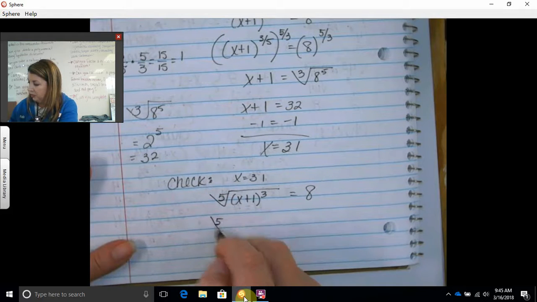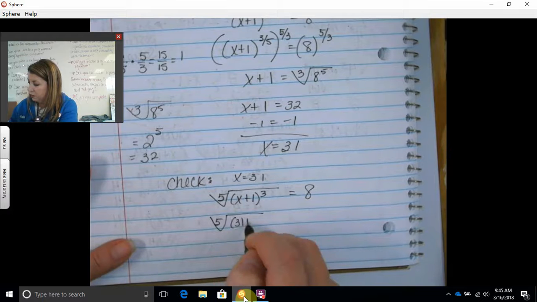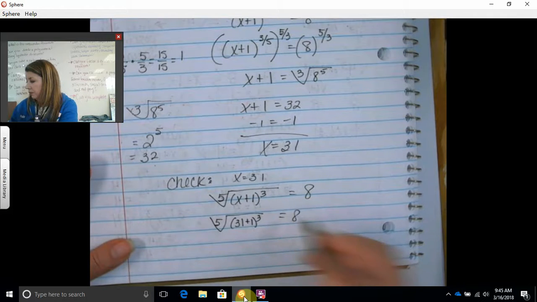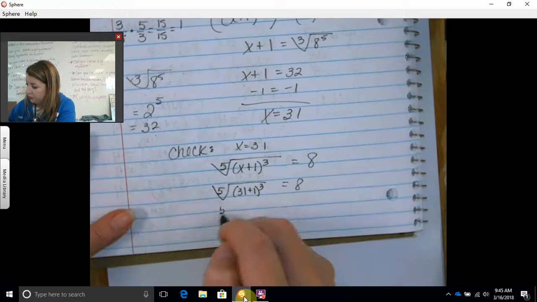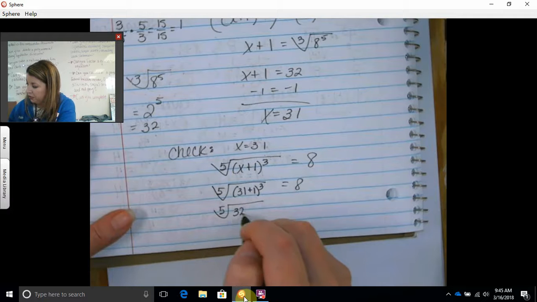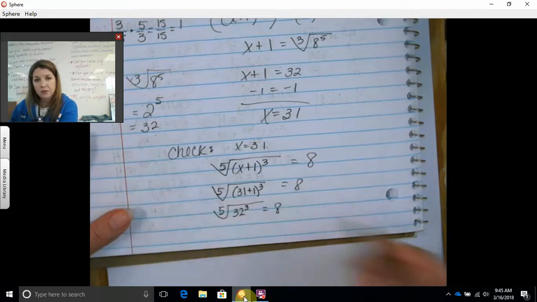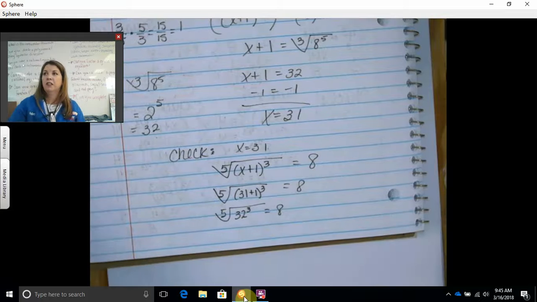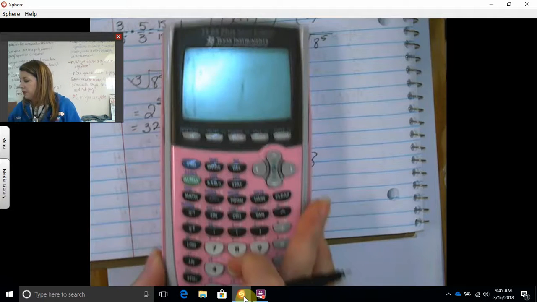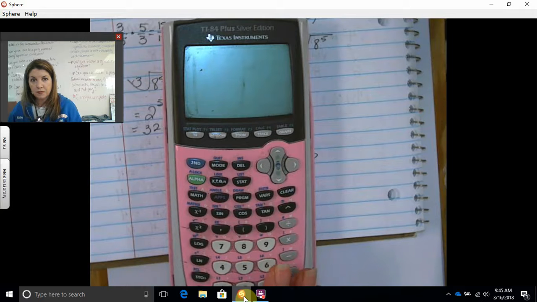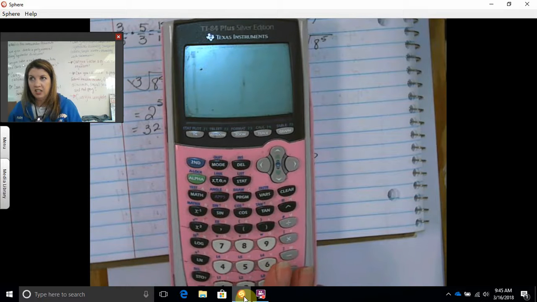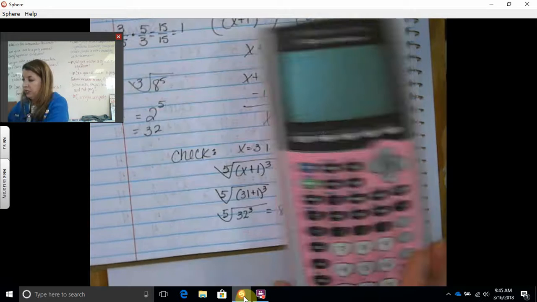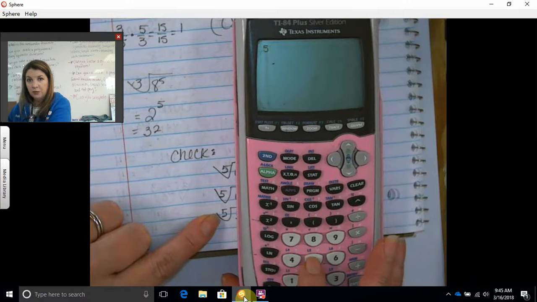So that would be the 5th root of 31 plus 1, cubed. So that's the 5th root of 32 cubed. What do y'all want to do first, 32 cubed or the 5th root of 32? Y'all remember how to do a 5th root on your calculator? What do you put in first? You put in the index. So 5th root, and then hit what button?